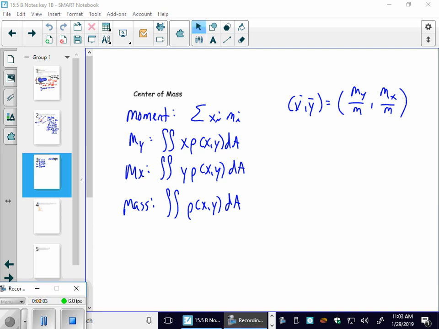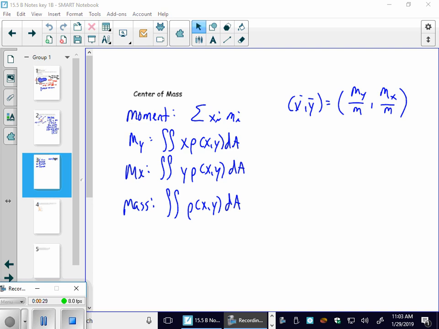All right, so we're going to finish up 15.5b. We were talking about mass and center of mass and the moments, and what we were talking about in 15.5a was if we had a constant density. Well, now in 15.5b, we've been talking about a variable density, and these are the formulas here that we're going to need if we have a variable density.